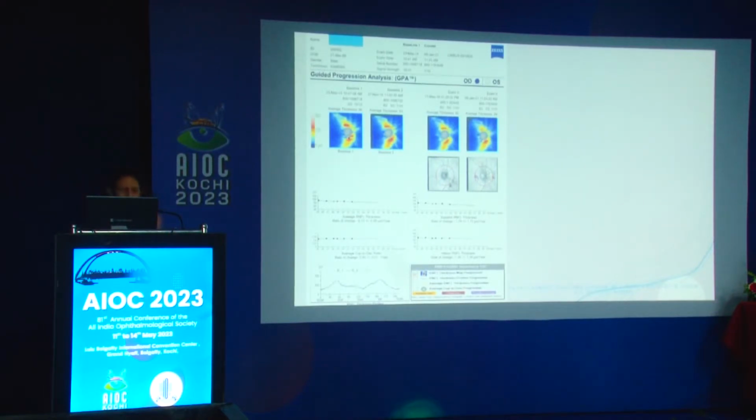guided progression analysis, and you have 3 scans. The baseline tests are compared to the tests here, and you have various graphs which show here it's obvious even on just eyeballing it, and plus the graph also shows progression.